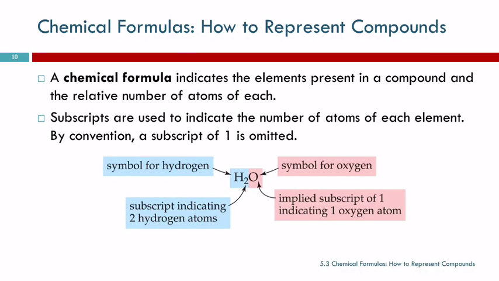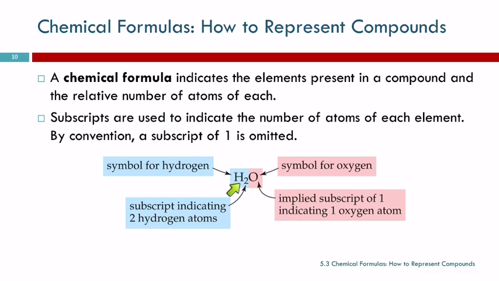We use chemical formulas to represent compounds. In the chemical formula, we indicate what elements are present in the compound and how many atoms of each element are present. So we use the element symbols, like here's the example for water. We've got H for hydrogen and O for oxygen. And then subscripts indicate the number of atoms of each element.